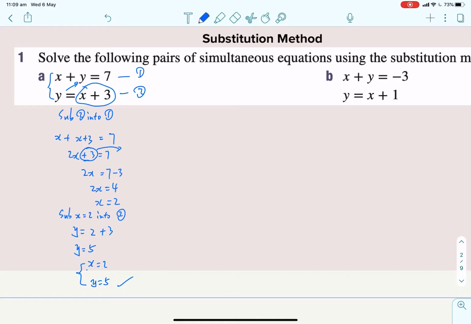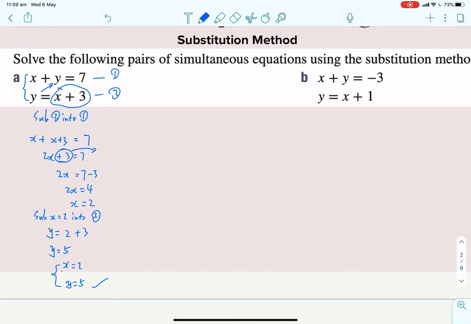Okay. Now you can pause this video and quickly do B and see whether you get it. If you're good with that, then you should be okay. Then we can just move on.